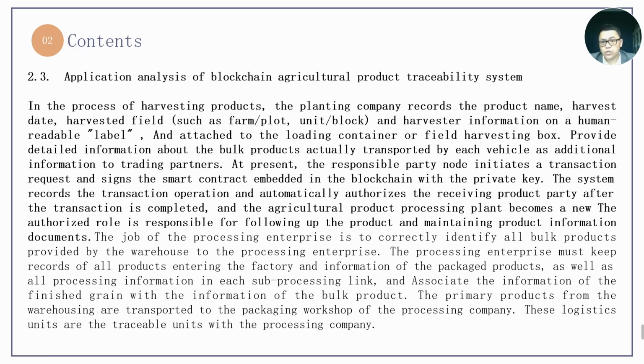In the process of harvesting products, the planting company records the product name, harvest date, harvested field, and harvester information on a human-readable label and attaches it to the loading container or field. Harvesting box provides detailed information about the bulk products actually transported by each vehicle as additional information to trading partners.